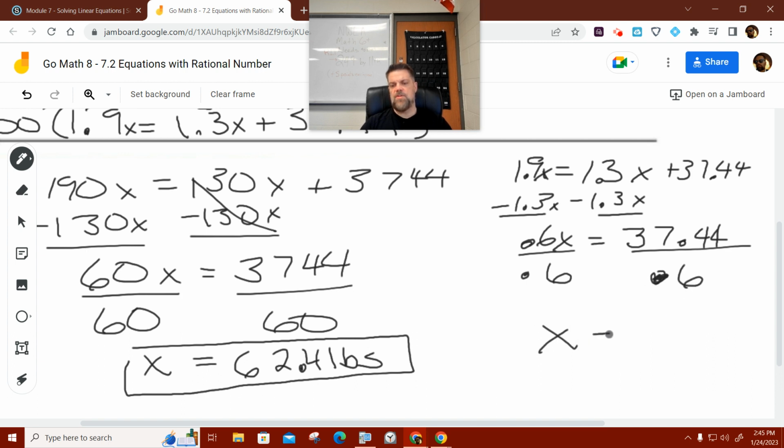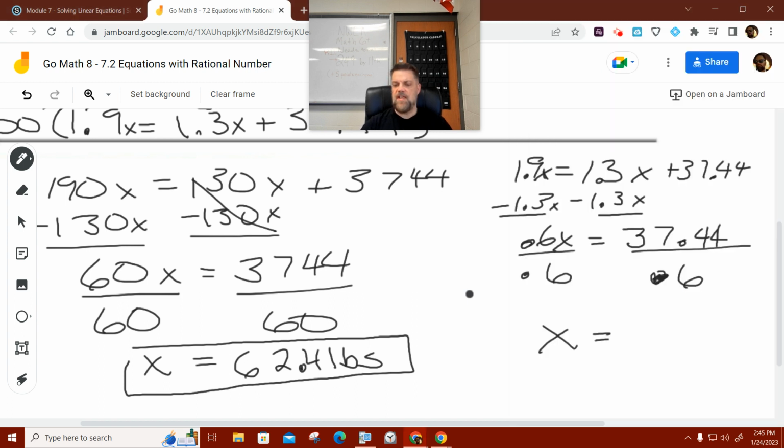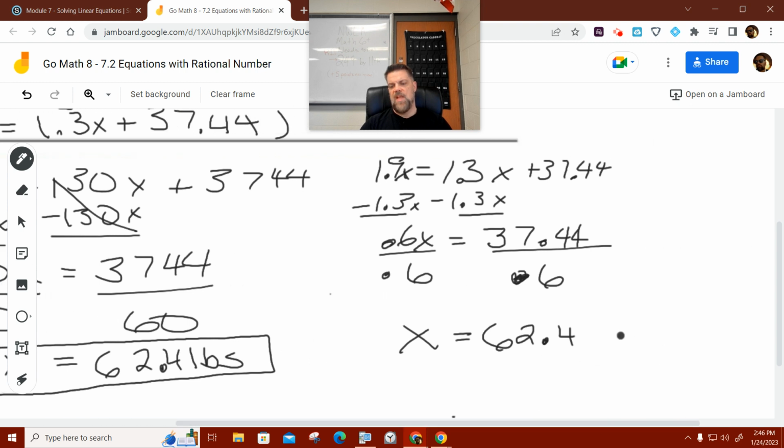I get x equals, I'm going to take 37.44 divided by 0.6. Same exact answer. So when Mr. Adams says you're going to get the same answer no matter what, that's true. And this is LBS for pounds.